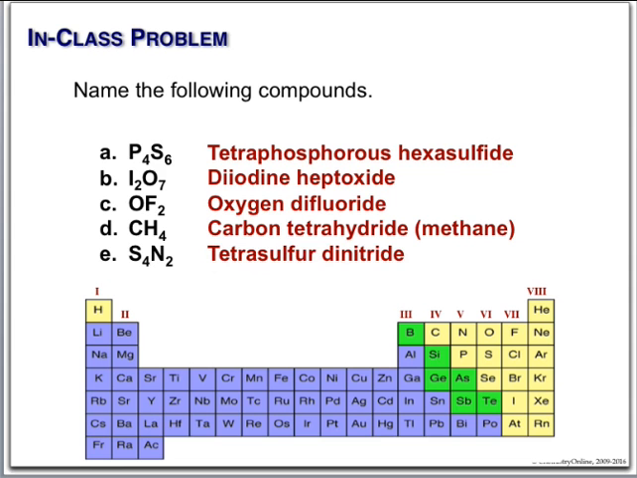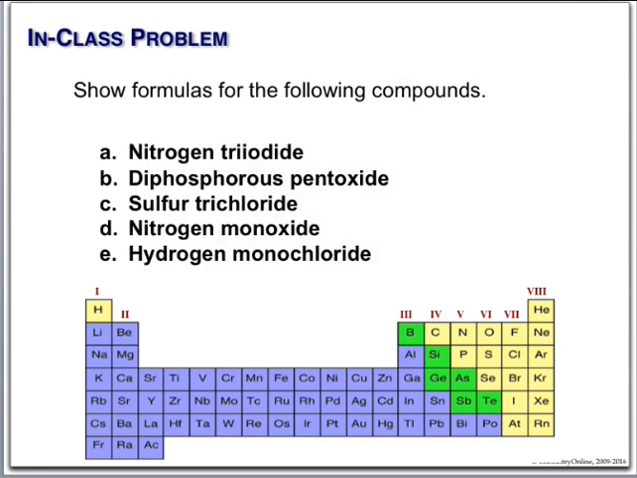Now where this really gets easy is when you go backwards. Remember for ionic compounds you had to think to go backwards? Here you don't have to think, because the ratio is given to you. Isn't that convenient?